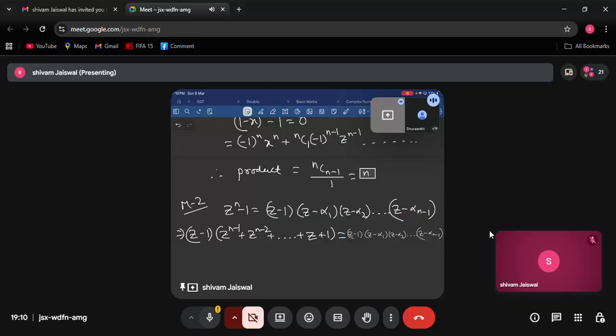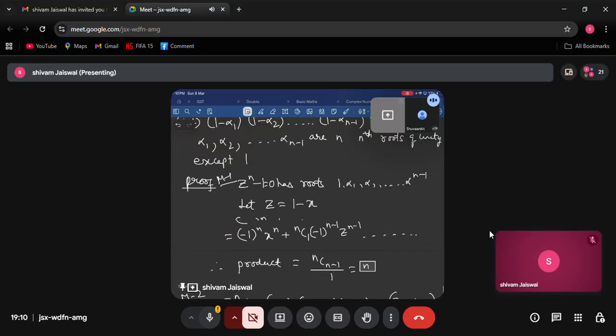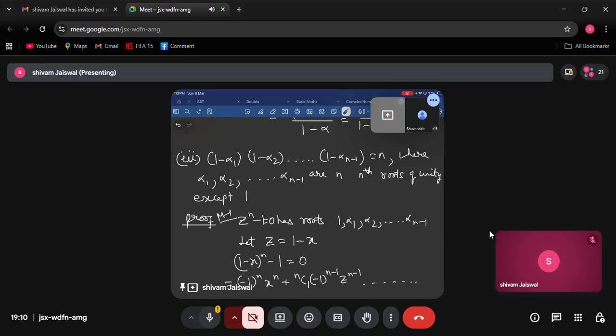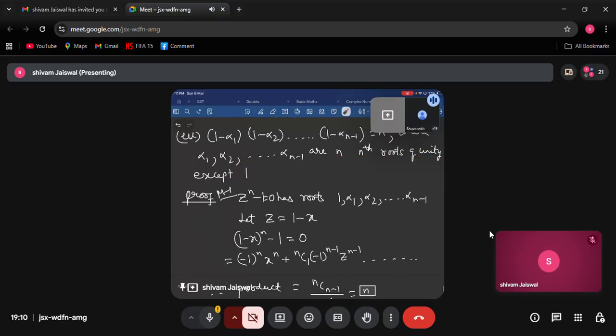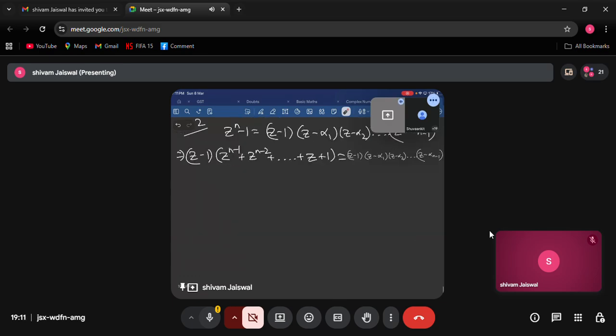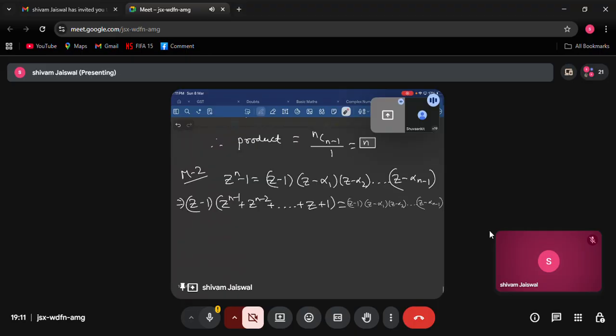Now see everyone, over here in the theorem it is written that alpha 1, alpha 2 up to alpha n minus 1 are nth roots of unity except 1. That means z cannot be equal to 1. Are people getting? In the theorem it is written that we don't have to take 1 as a root. So can I cancel z minus 1 on both sides? Since z cannot be equal to 1, I can cancel z minus 1 on both sides.